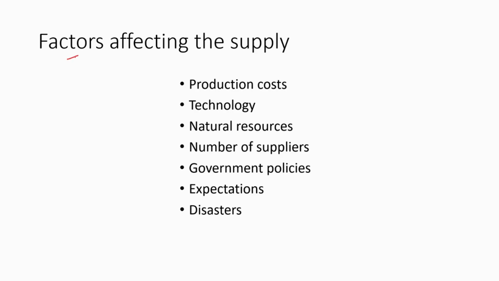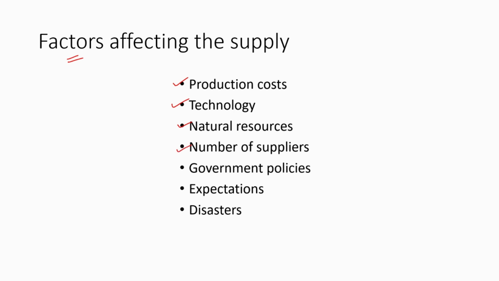Now let's discuss factors affecting the supply. Production costs. If the cost of producing a product increases, the supply of that product will likely decrease as it will become more expensive for producers to make. Technology. Advances in technology can increase the efficiency of production, leading to an increase in supply. Natural resources. The availability of raw materials can impact the supply of a product. If the cost of acquiring a key input increases, it may reduce the supply of the final product.